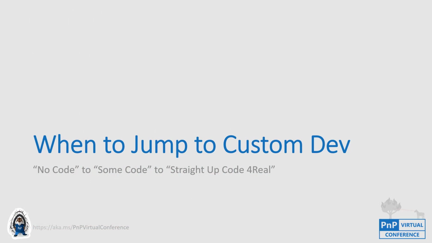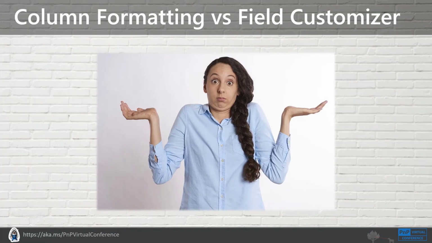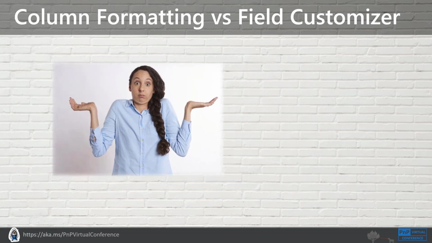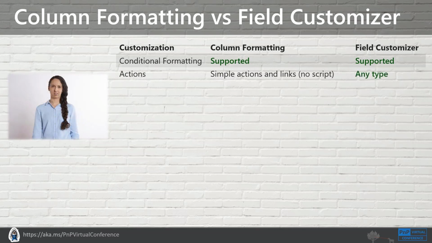There's lots of stuff you can do, but when should you use this versus custom development? So let's take a look. Primarily we're going to take a look at column formatting versus a SharePoint Framework field customizer. The first part is customization. If you want to do conditional style formatting, it's supported in both. Have at it. If you want to take actions, we mentioned there's some very specific actions that are on rails for column formatting, but with field customizer, you can do anything you want.